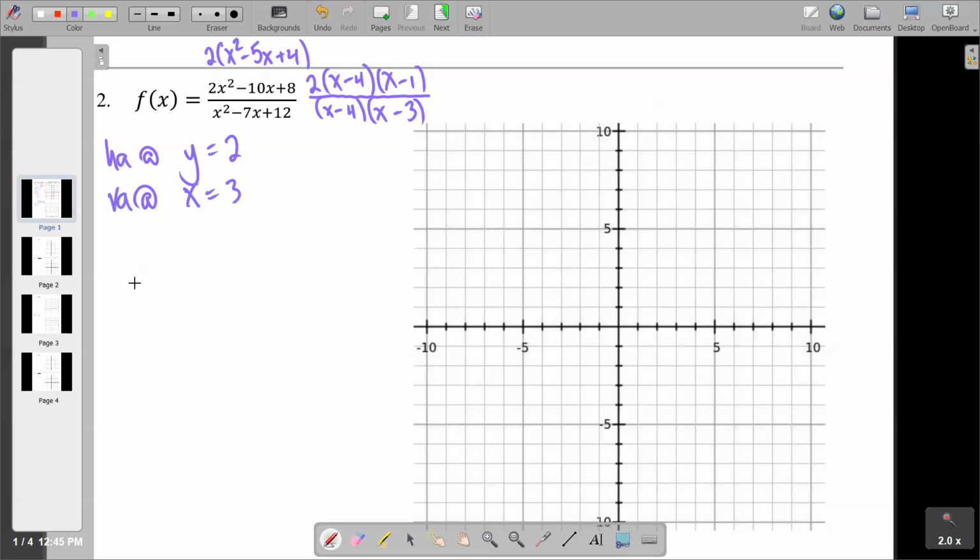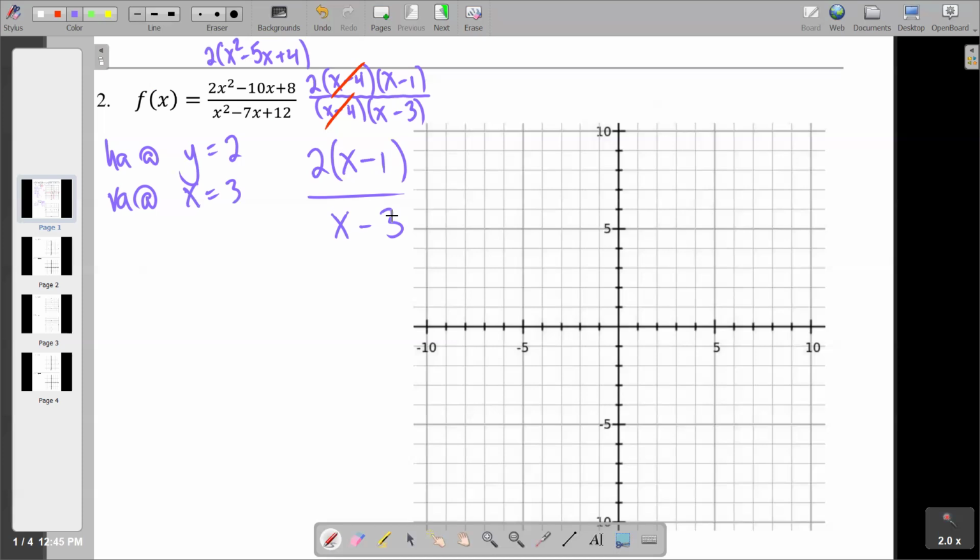Let's talk. Oh, by the way, why don't we cancel some stuff out and make a post reduction, a better function. So let's get rid of our x minus 4s, because we're going to want that information later, but let's make a better function. His actual identity, if you will, is 2 times x minus 1 over x minus 3. That's the function that we should be using for our calculations, like what we're about to do.